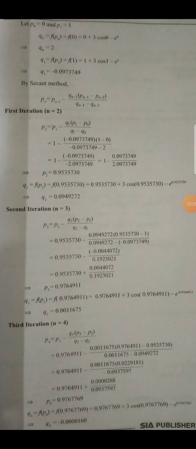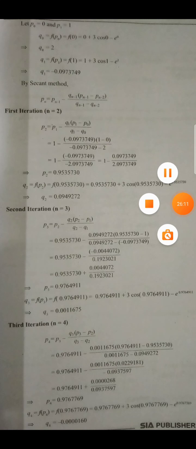Now we will find out q naught, q1. q naught is equal to f of p naught is equal to f of 0 is equal to 0 plus 3 cos 0 minus e power 0, implies q naught is equal to 2. q1 is equal to f of p1 is equal to f of 1 is equal to 1 plus 3 cos 1 minus e power 1, implies q1 is equal to minus 0.0973749. By secant method, pn is equal to pn minus 1 minus qn minus 1 into pn minus 1 minus pn minus 2 by qn minus 1 minus qn minus 2.